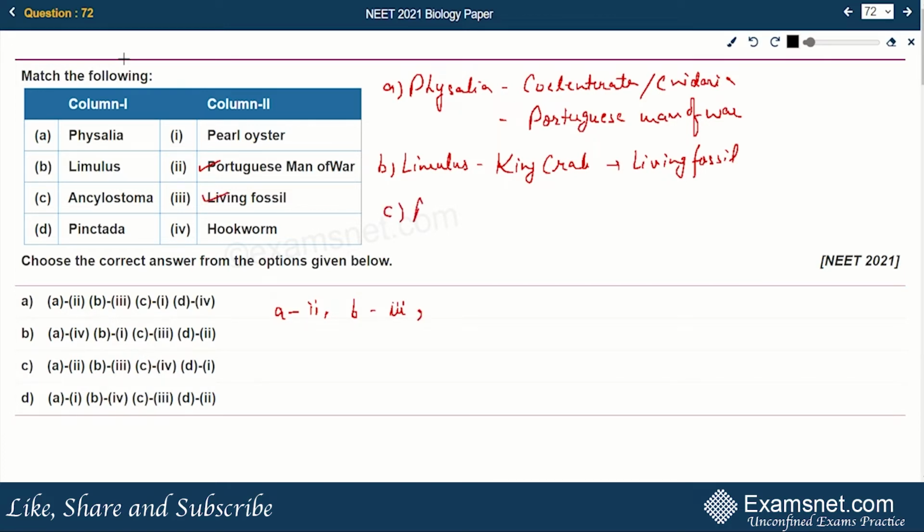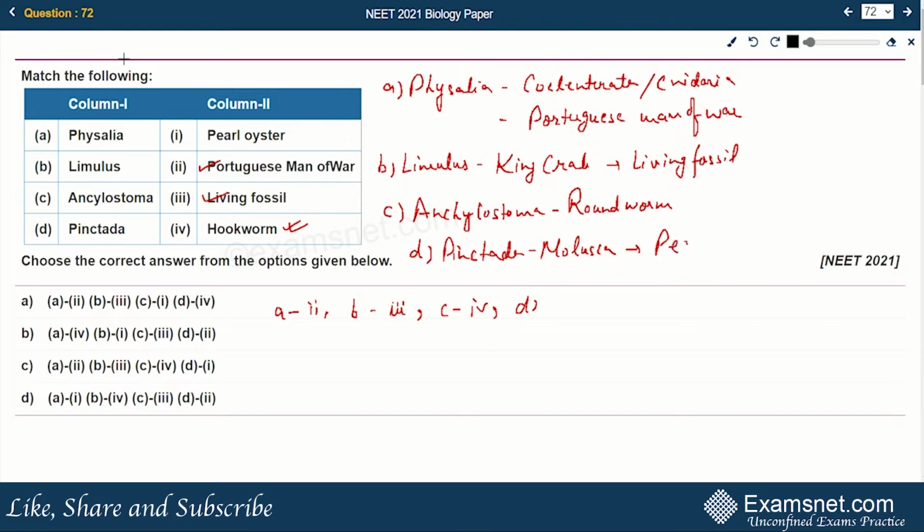The third one is ankylostoma. What is an ankylostoma? It is a type of round worm, and the name given to it is hookworm. Okay, so the correct match for C will be number 4. And the last one is Pinctada. Which phylum does Pinctada belong to? It belongs to the phylum Mollusca. And the common name given to it is pearl oyster. So the correct match for D will be number 1.